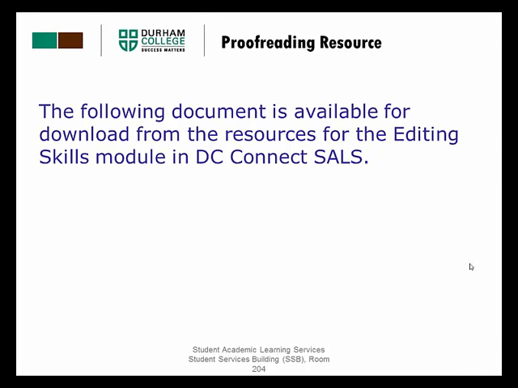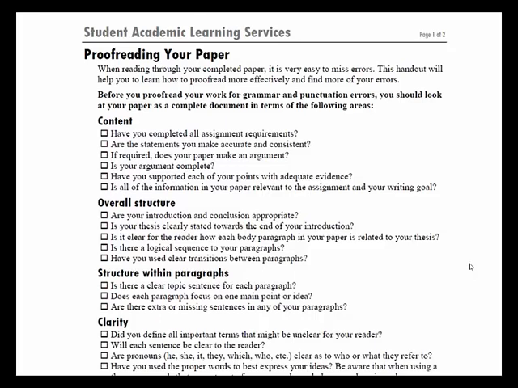The last resource I'd like to show you is Proofreading, and this document is available for downloading in the resources under the Editing Skills module in the DC Connect cells. The document looks like this. It's called Proofreading Your Paper. And it basically, if you look at it, it looks like a checklist.